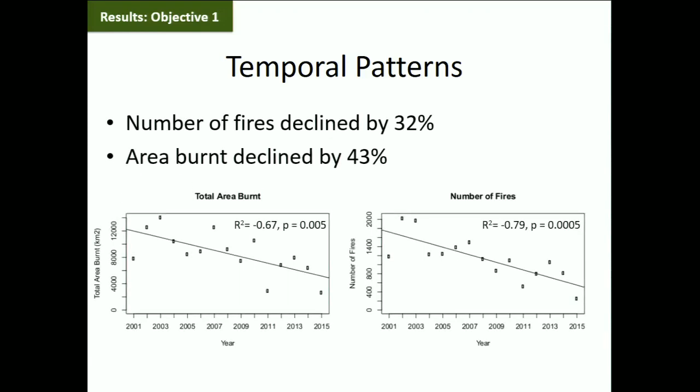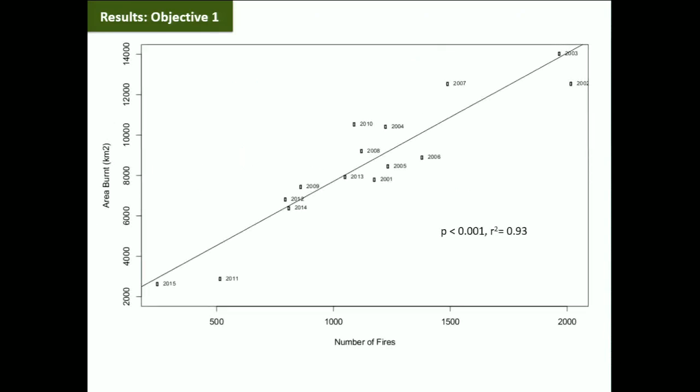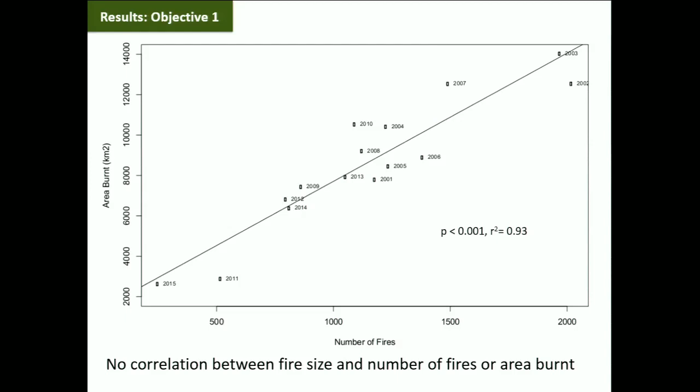Moving on to the temporal patterns, we found over our 15-year data set that there was a really quite massive decline in both the number of fires and the area that's burning each year across our ecosystem, as shown by these graphs here. And these two things are very closely correlated. So the number of fires and the area burned are very closely correlated. But they are not correlated with fire size at all. So number of fires is going down, area burnt is going down, fire size is staying constant.